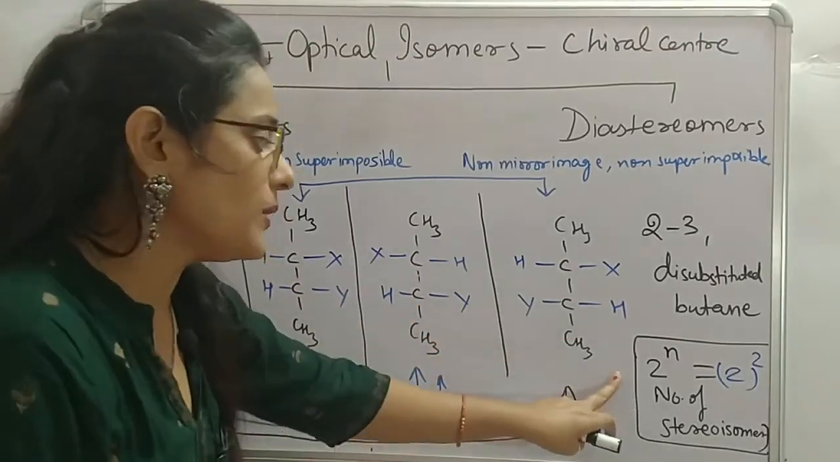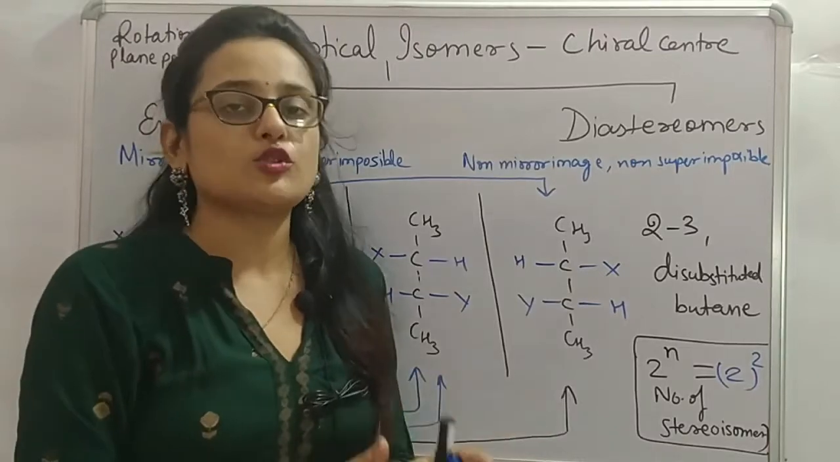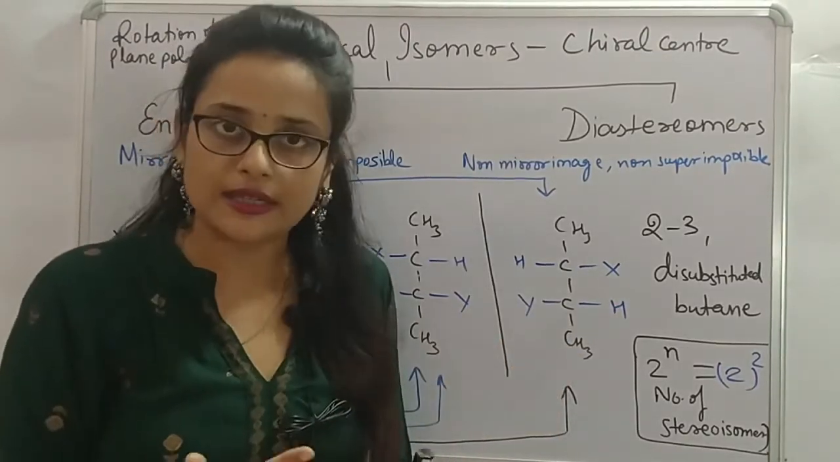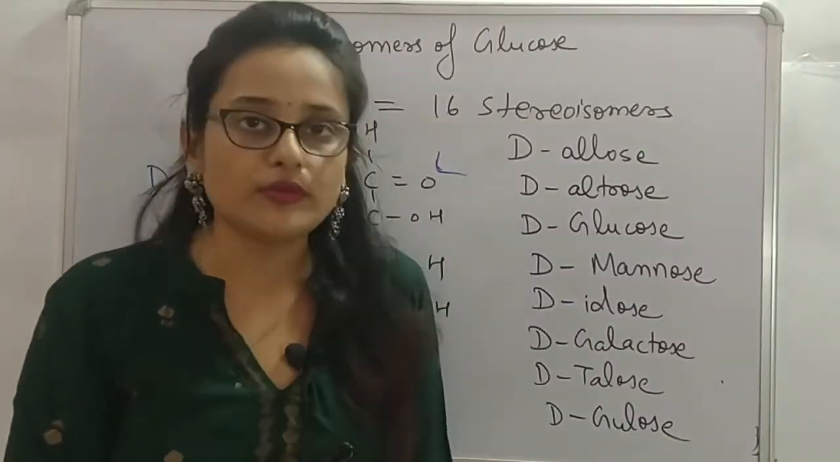So by using this formula, we can predict the number of stereoisomers of any chiral carbon containing compound. With this, we come to the end of this video.